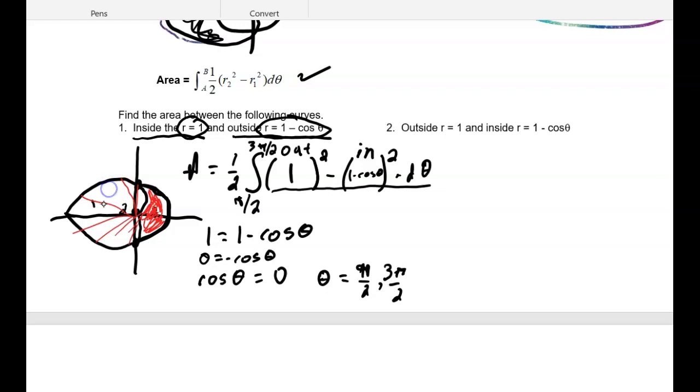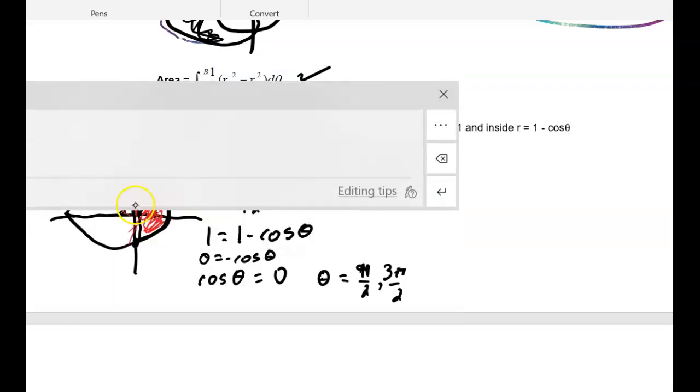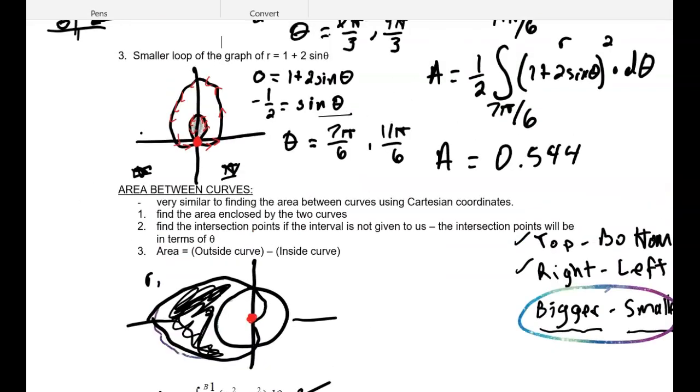We want, if I can get rid of these, that's annoying. What we want are all these values over here. Oh, crap. Let's see if I can go backwards.